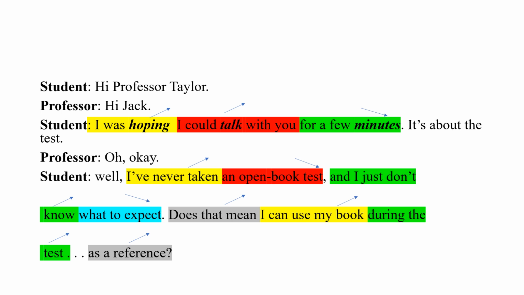And does that mean it is a verb phrase? The yellow one, I can use my book. This is a noun clause. During the test is a prepositional phrase, and as a reference is a prepositional phrase, but since it is at the end of this yes/no question, it takes a rising intonation.